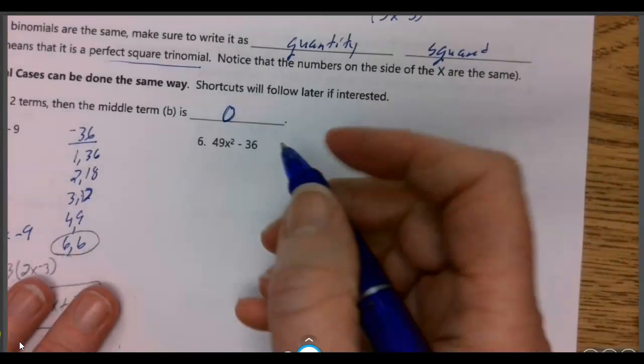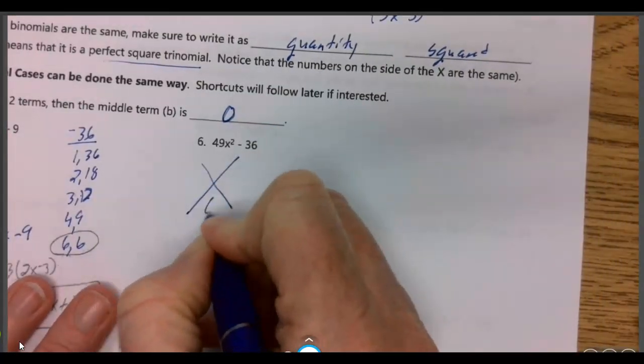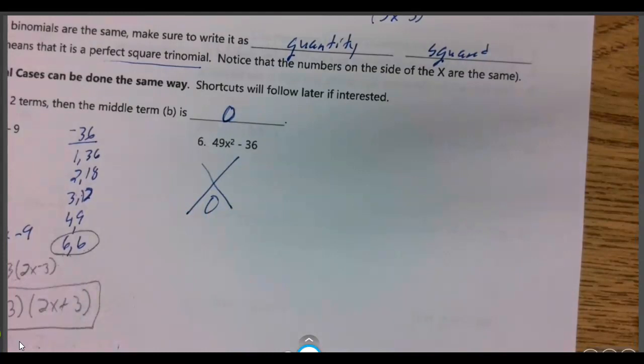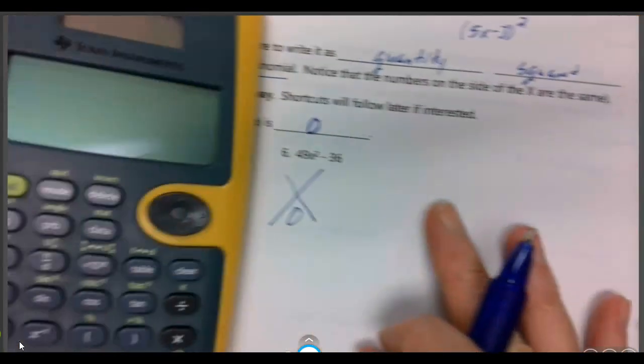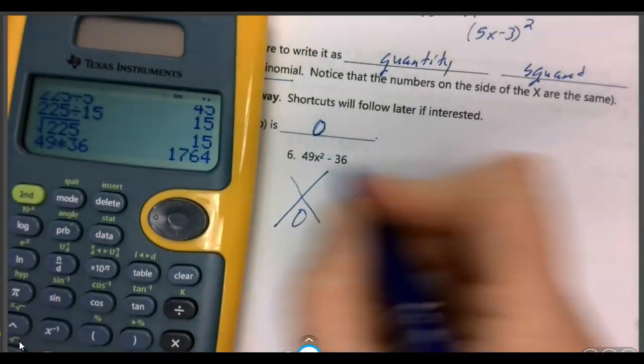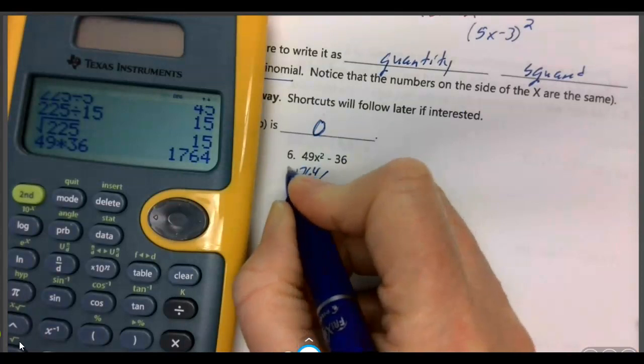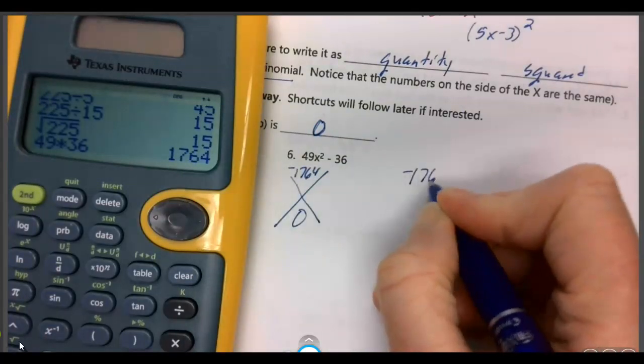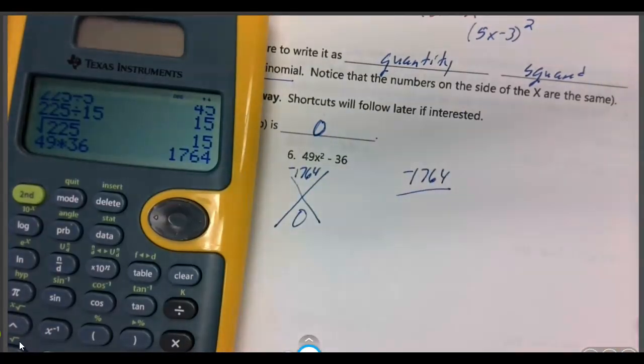So let's look at number 6. We're going to do it the same way. We have a middle term that is 0, 49 times 36. That's the reason this shortcut is going to be so much better. But I'm going to tell you another thing you can watch for. 49 times 36, if you don't want to do the shortcut, is we get 1764, negative. So negative 1764. We definitely do not want to do all those factors.